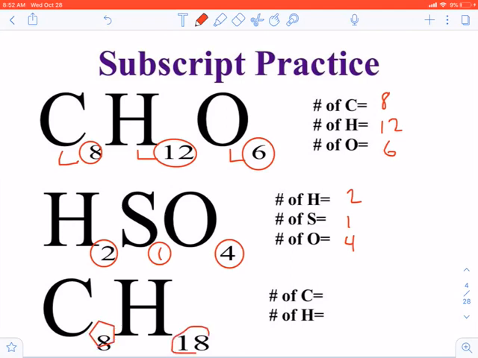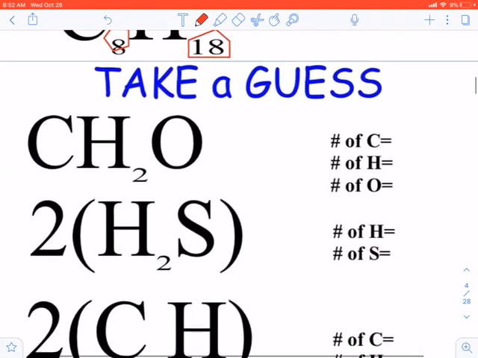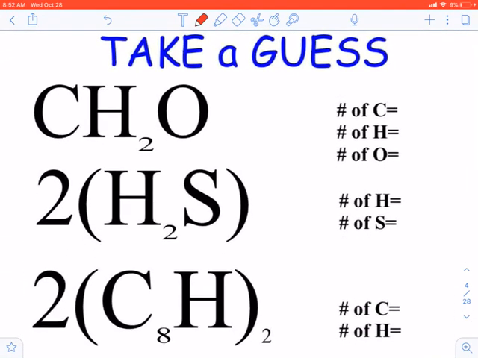Oh, that's not a circle, but we'll go with it. That one looks like a house, but there you go. It's 8 and 18. Very simple. Literally just counting how many there are there. So let's go back to the take the guess one.